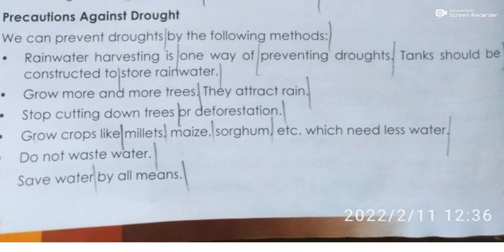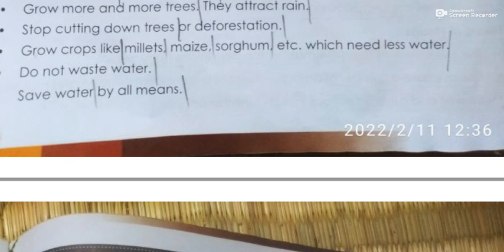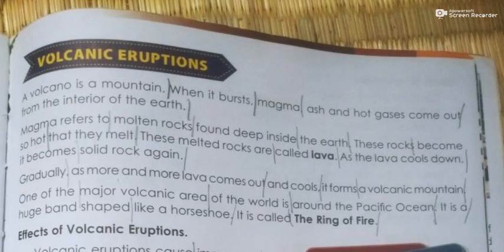Okay, and grow crops like millet, maize, okay, and sorghum. So we need less water. These are plants that need less water. Maybe if we can use these kinds of crops, then our water can be saved. Okay, and normally we should not waste our water. Okay, and we should try to save water by all means. Whatever possible way we have to save water.